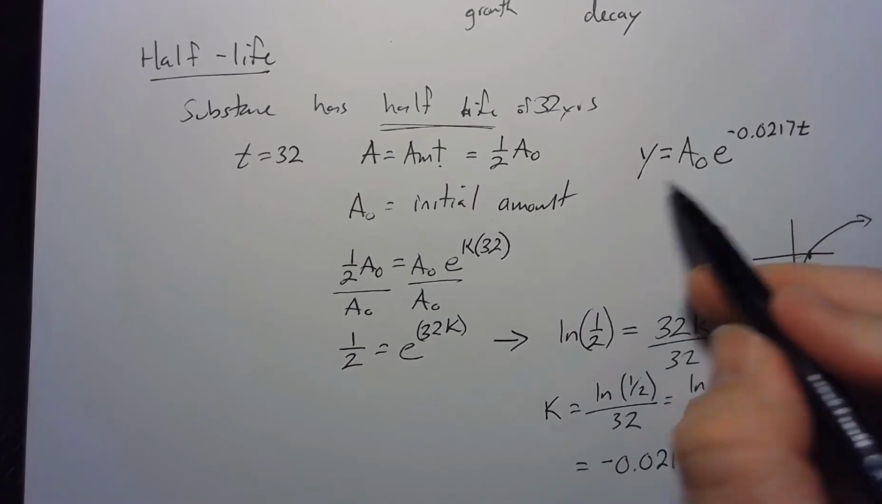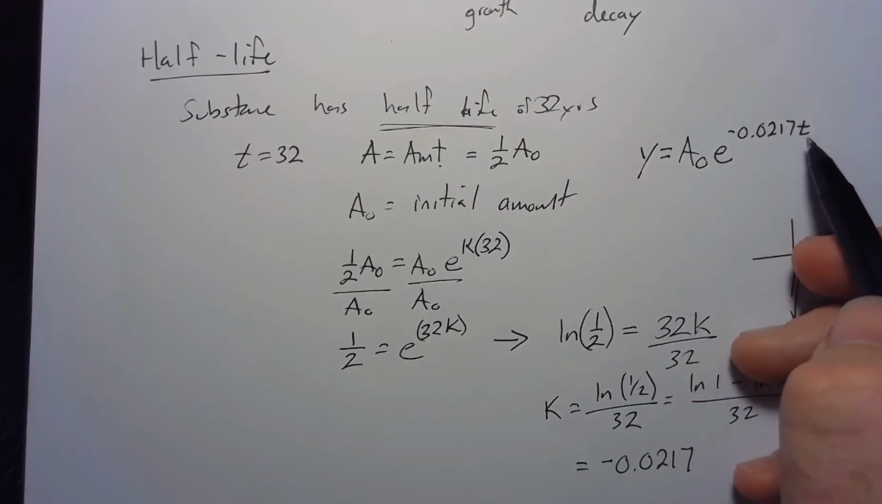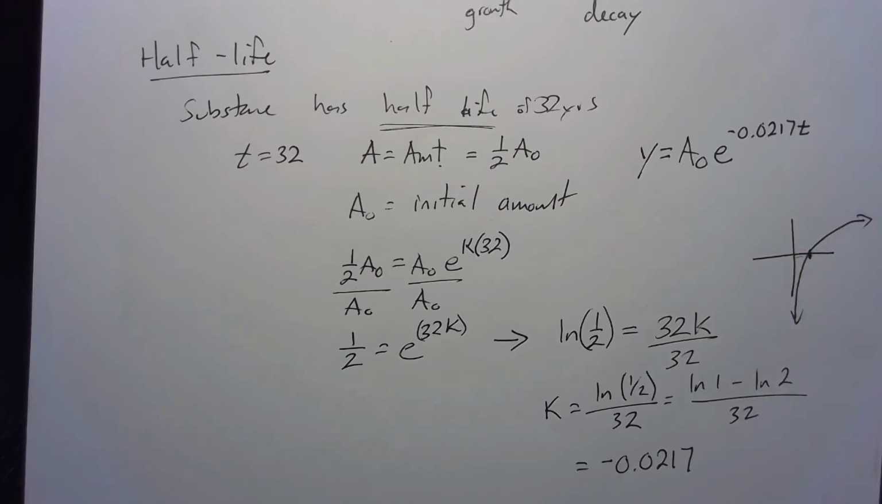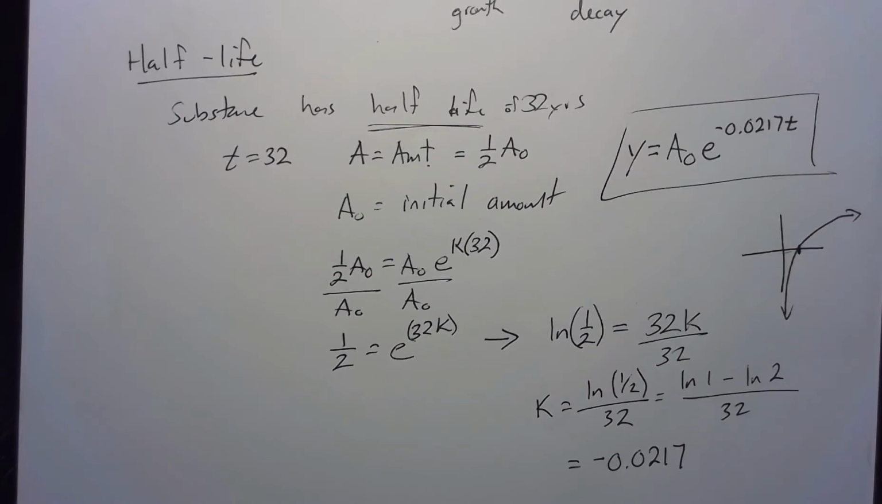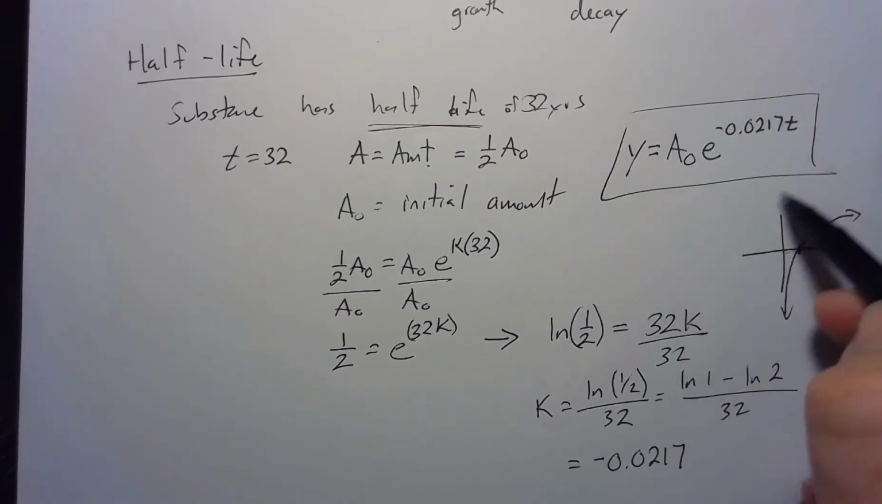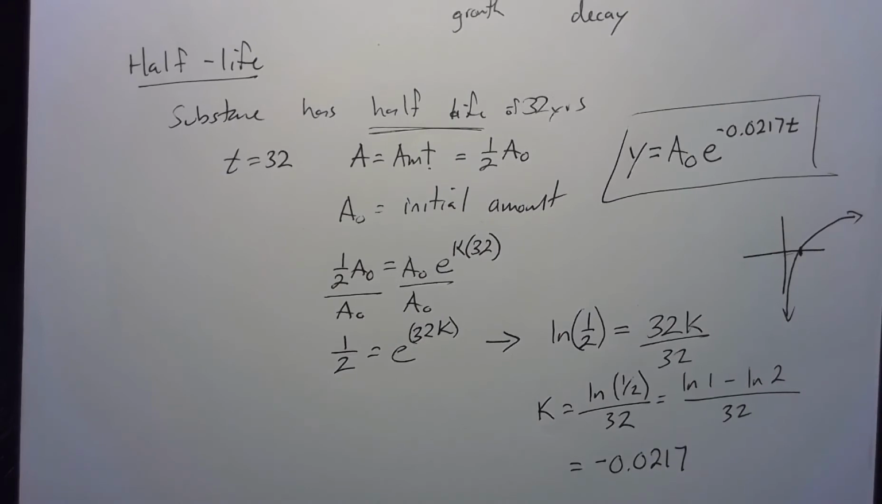Keep in mind, in these questions, the variable is t. T is the so-called generally unknown. It's the thing that changes. Again, the amount of time is what changes. The rate at which this object decays does not. So this is our generic formula for the half-life substance problem.